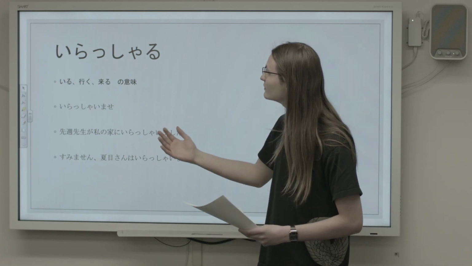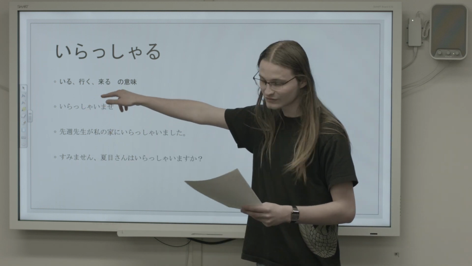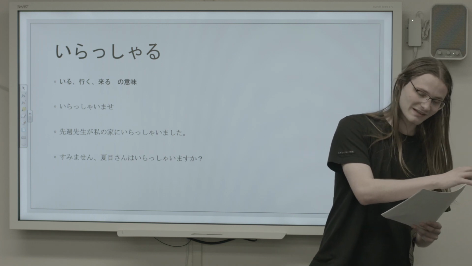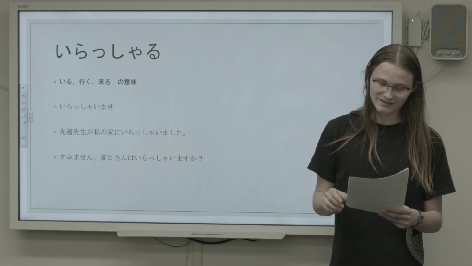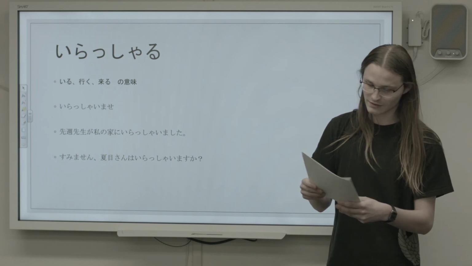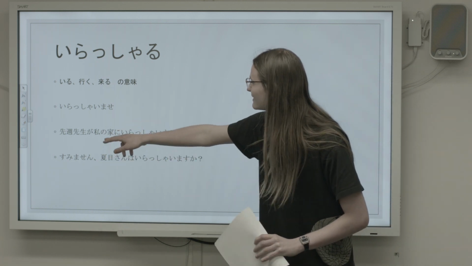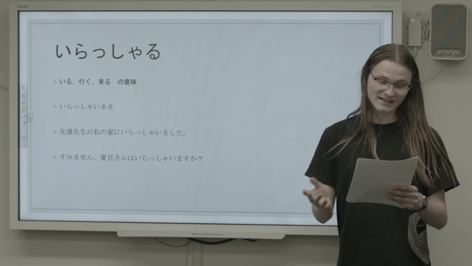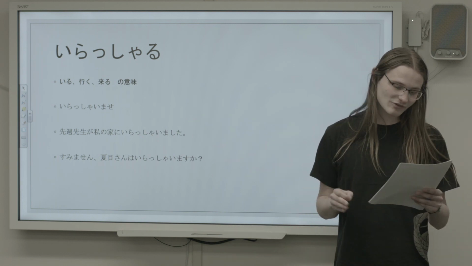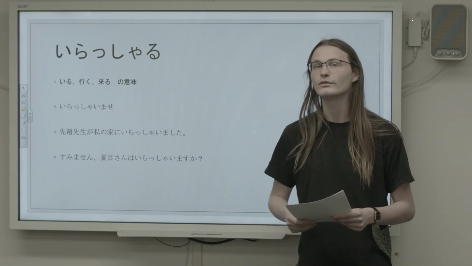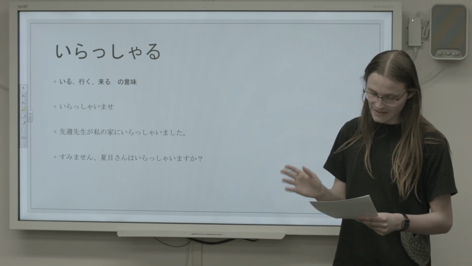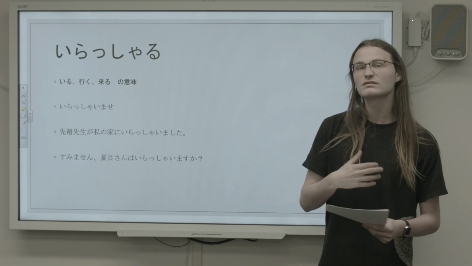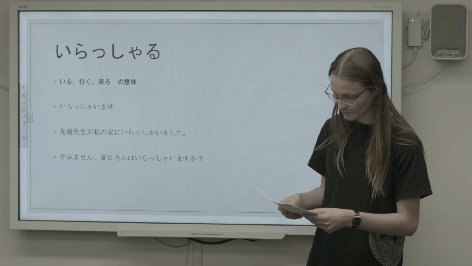Irasharu is going to replace iru, iku, or kuru, and is thus used similarly to oide ni naru from the last video. Let's start with the same sentence frame from the last video. 先週、先生が私の家にいらっしゃいました. Remember this sentence? We discussed it being slightly ambiguous, but decided that kuru is probably the closest meaning of the verb. The same interpretation is going to work here as well. The sentence thus means, last week, my teacher came to my house.